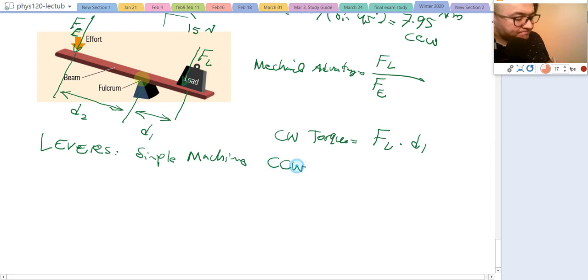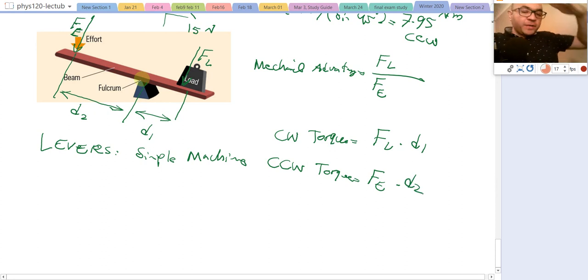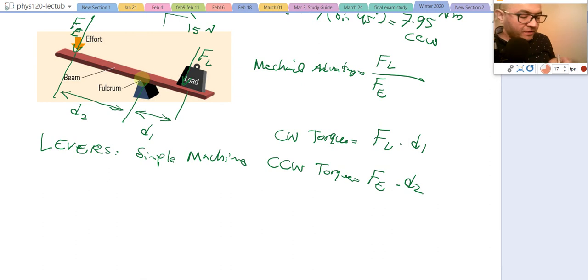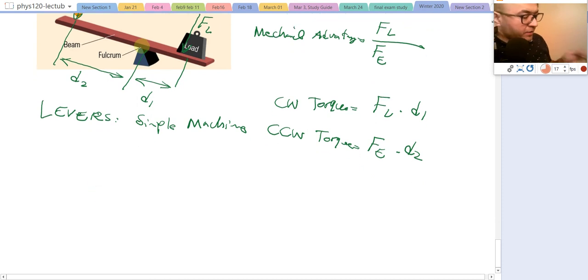Counterclockwise torque is equal to FE times D2. Now, when I'm in equilibrium, at the moment I'm using the lever, I can say these two torques are equal together, right? So the rotation that this creates is equal to the rotation that the other one creates.